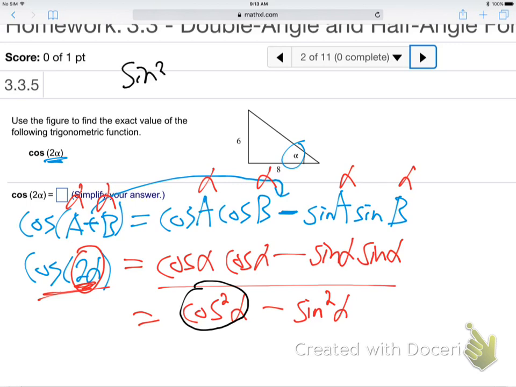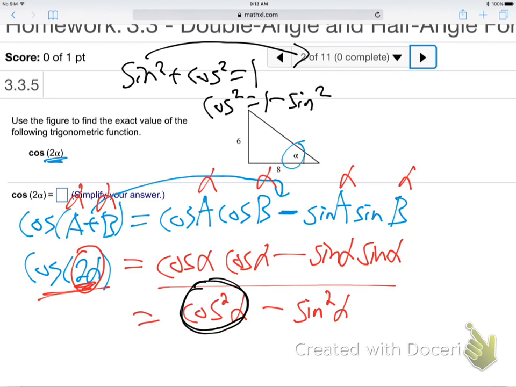Remember that sine squared? It's the big one. It'd be good just to know that one cold, because in trig they use that one all the time. Sine squared plus cosine squared equals 1. At any time you can solve that basic one for either sine squared or cosine squared. So I want to solve for cosine squared, so I'm going to jump this to the other side. So cosine squared is 1 minus sine squared, right?